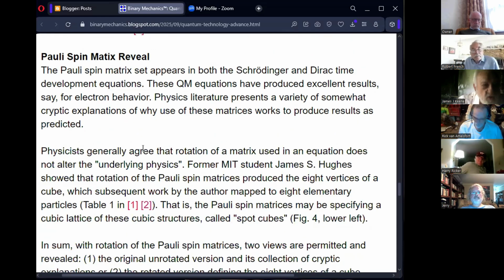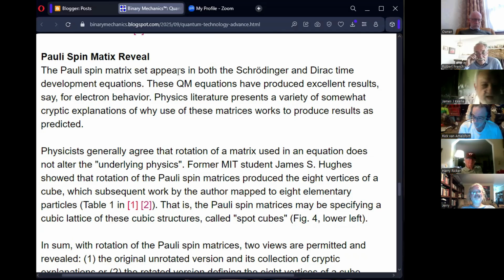Now the Pauli spin matrix reveal. We're getting into the real cake here. We're getting down into what are the nuts and bolts inside our cake, and we dealt a little bit with the icing. Now we're going to get into it.